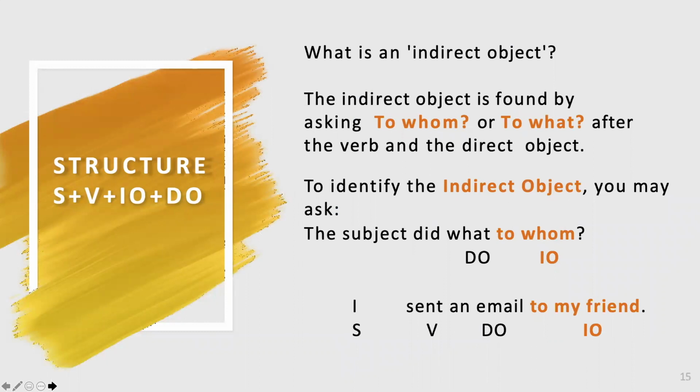Now let's see the indirect object. The indirect object is found by asking to whom or to what after the verb and the direct object. Let's see. To identify the indirect object, you may ask, the subject did what to whom? And to whom gets the answer, and that is the indirect object. I sent an email to my friend. To whom I sent an email? And the answer is to my friend.